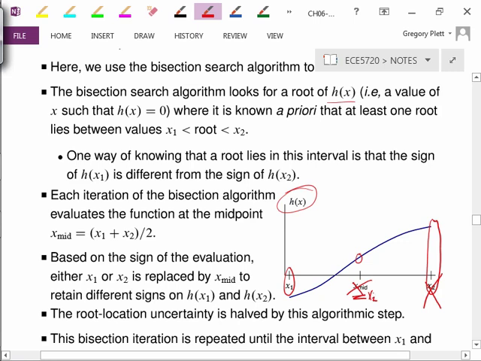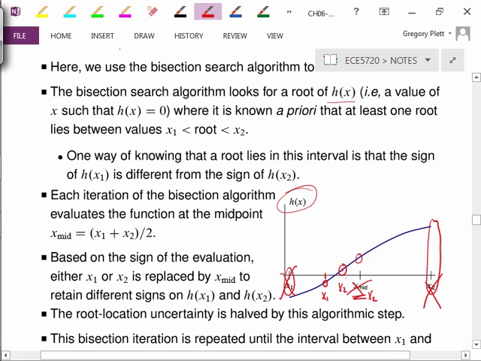And then we repeat. We compute a new x mid, which is somewhere around here. We evaluate the function there, and we say, oh, it's negative. So to maintain the sign of x1 and x2 being different, I now replace x1 with that point. And then we do it again. Here's my new x mid, so I replace x2 with that point.